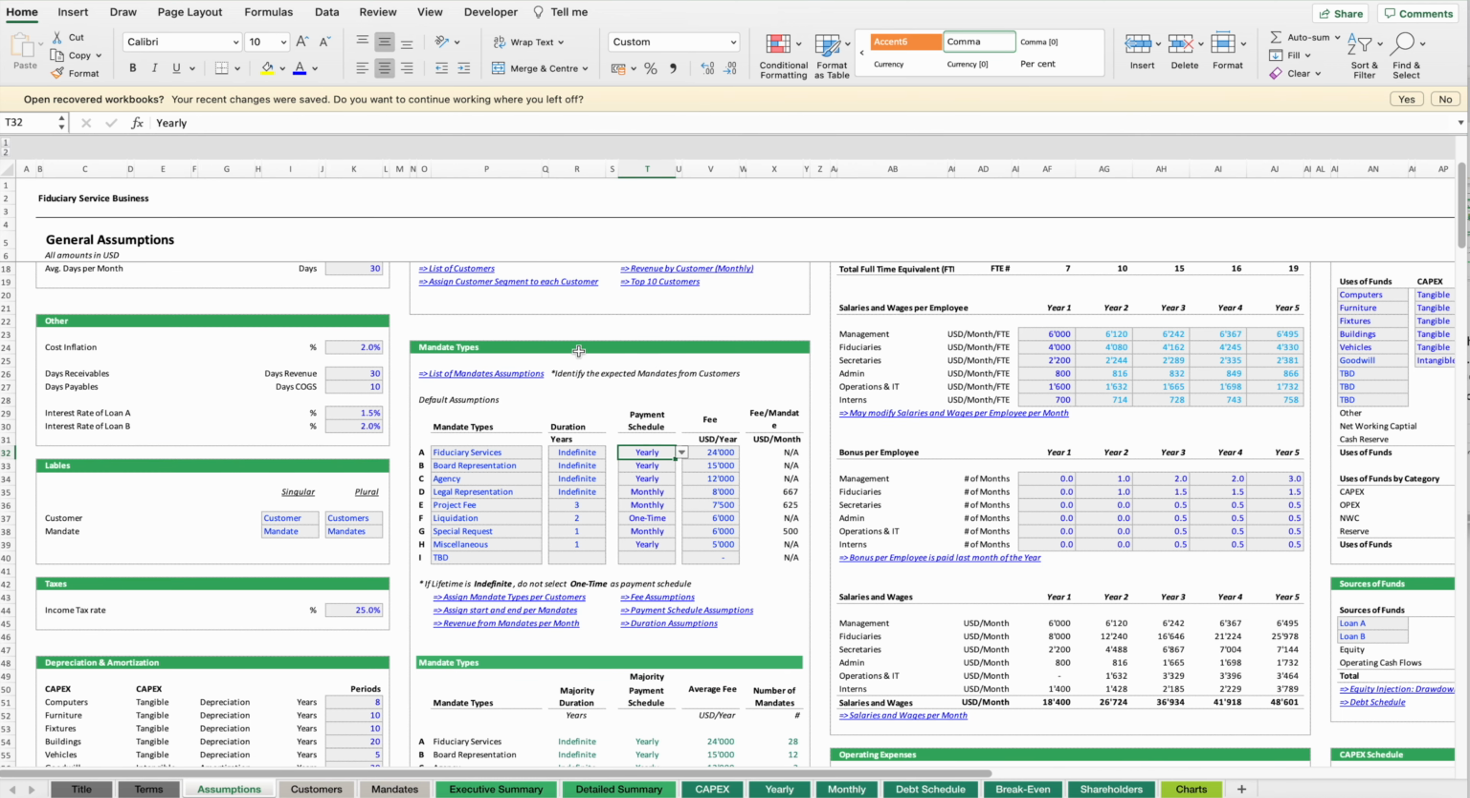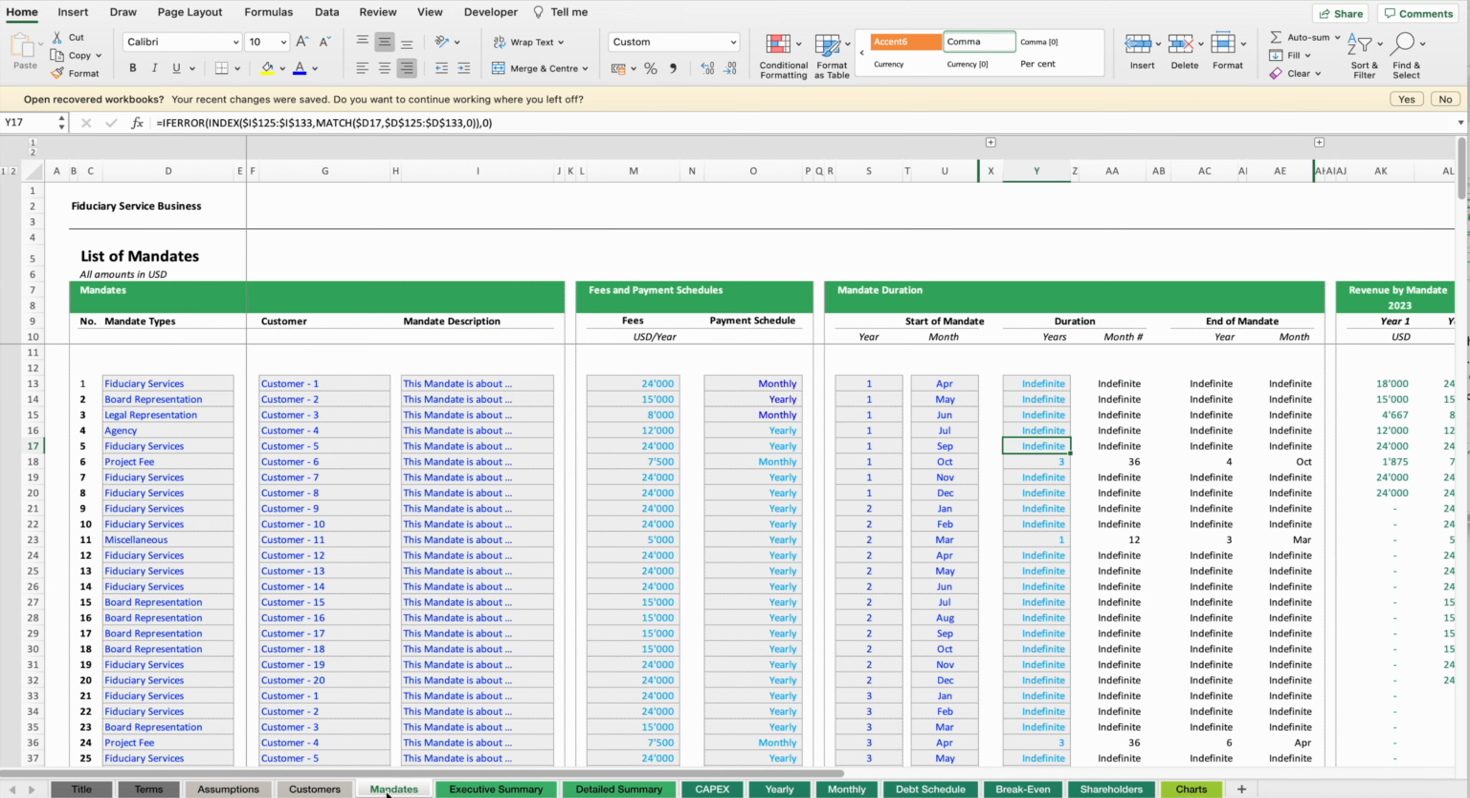Once we're clear what type of mandate we service in general, we go to a sheet which is basically a list of our mandates. We define, mandate for mandate, what type of mandate it is, which customer it is attached to, what the yearly fees will be, whether they're going to be paid monthly or on a yearly basis, and when the mandate will start. Depending on that, the cash flows and profits will move around when I put in different start dates.